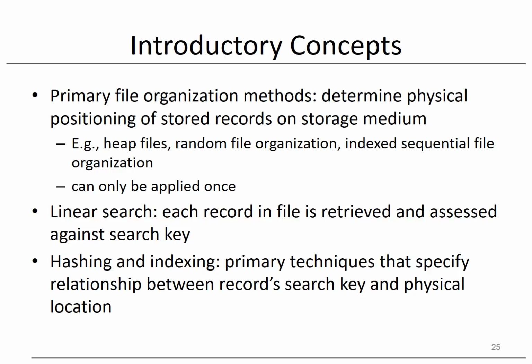When implementing a physical file, the records are physically organized according to the primary file organization method. Since the primary file organization impacts the physical ordering of the records, we can apply only one primary file organization on a particular physical file, at least if we want to avoid duplicating the file.